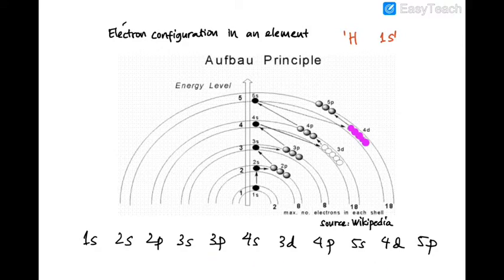Of course, first we need to fill in the lowest energy level. So if we have 2 electrons, then both of them are going to go here. If this is full, then we move here. Maximum 2 electrons, and this one maximum 6 electrons. 2, 6, 2, 10, 6, 2, 10, and 6.